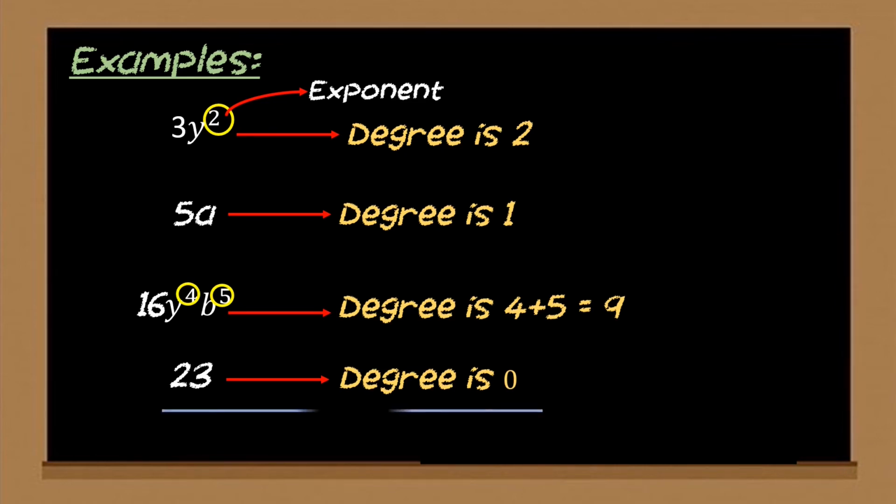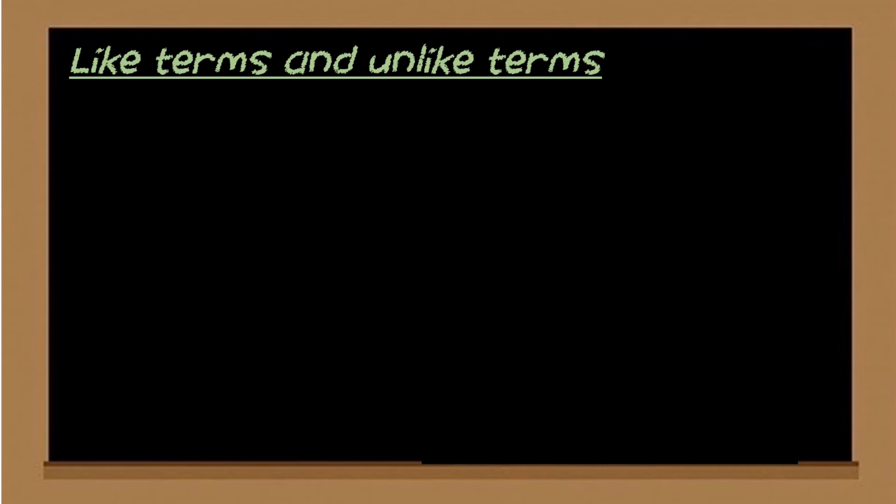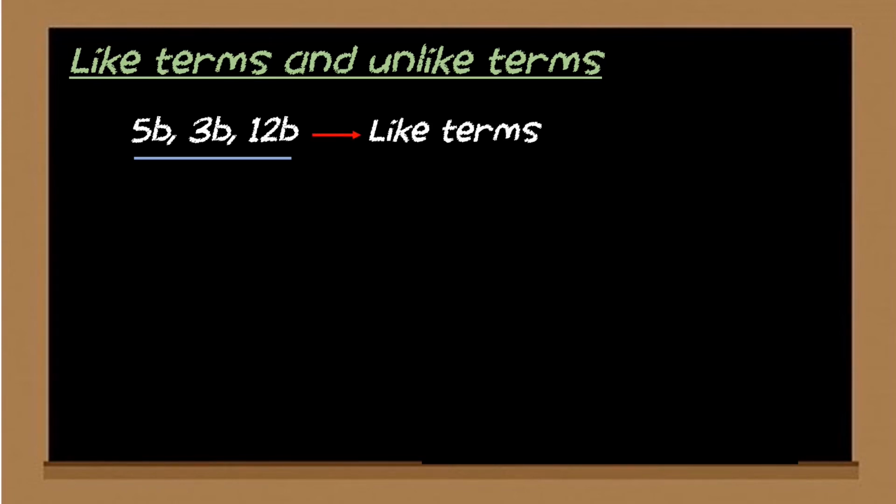Let's learn about like and unlike terms. Look at the terms 5b, 3b, 12b. We can see all these terms have the common variable b. They are called like terms.